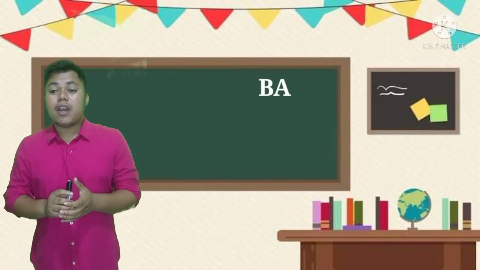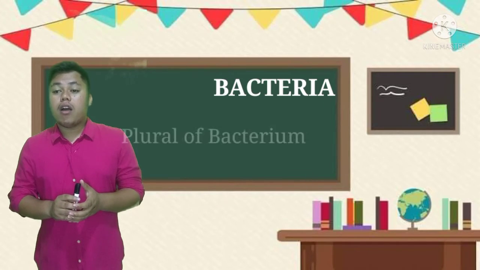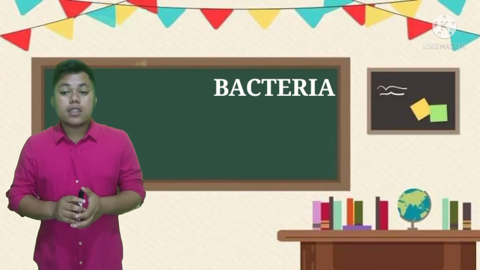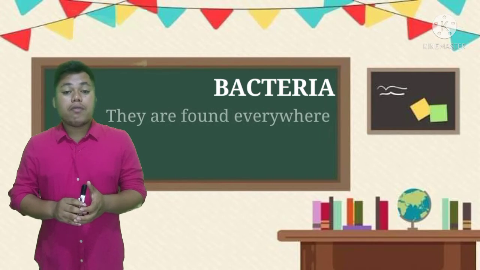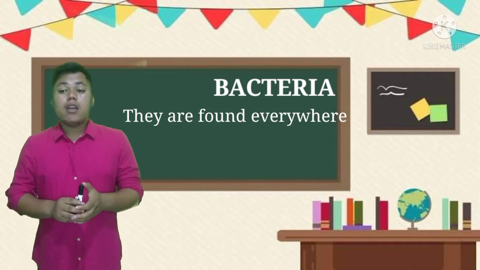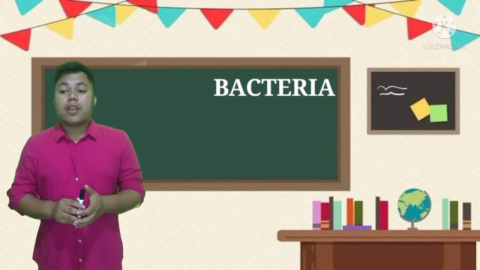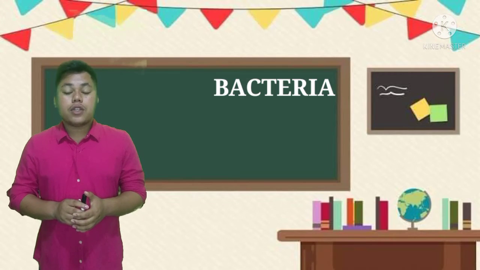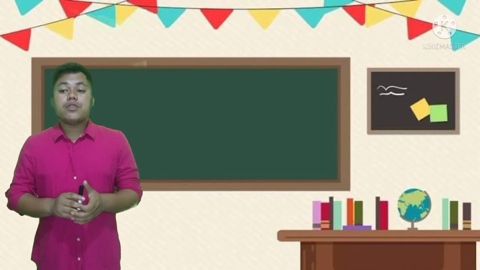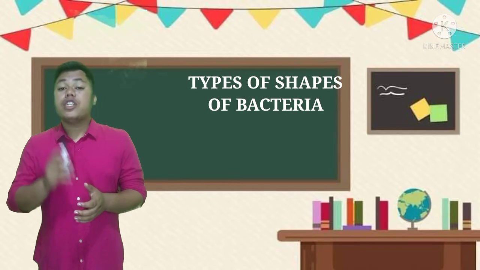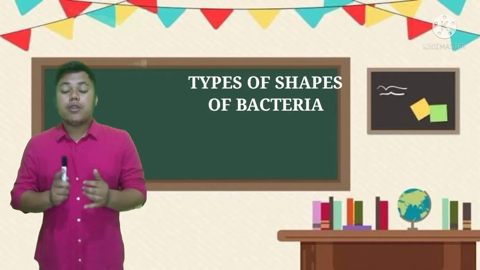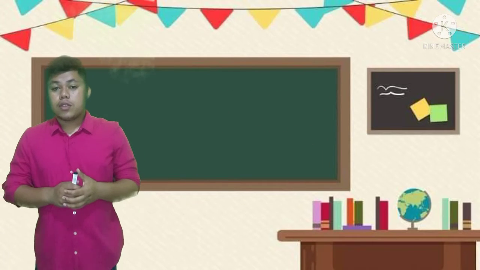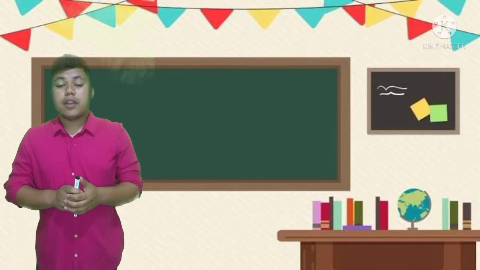So if we say bacteria, it is the plural of bacterium, which are microscopic one-celled organisms. They are found everywhere and can be harmful, as in bacterial infection, or they can be beneficial in fermentation or decomposition. So there are three main shapes of bacteria. They are the cocci, bacillus, and spiral. So let's start with the sphere-shaped bacteria.